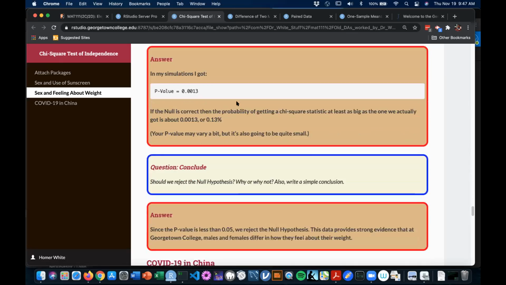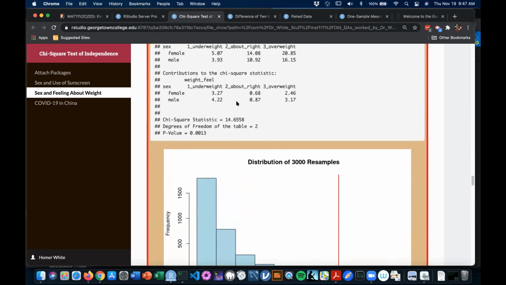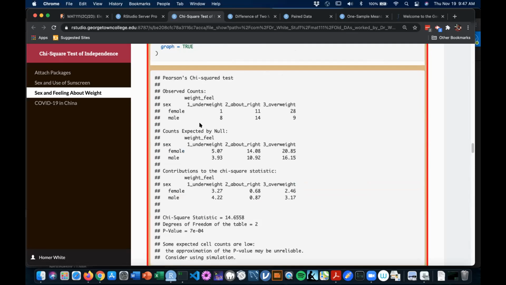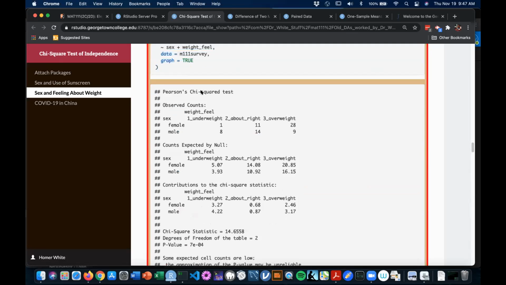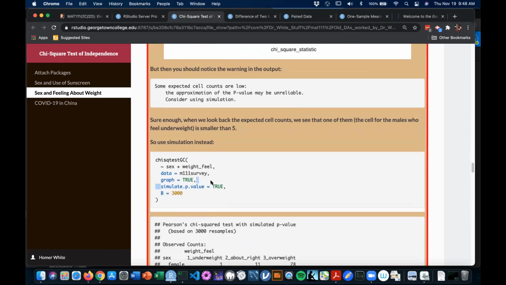Can you explain again really quickly how you do that? How we do the simulation? Yes. Okay, so you take the same code, but you add 2 things to it. First, the command to please use simulation, and second, the statement of how many times to do the simulation.